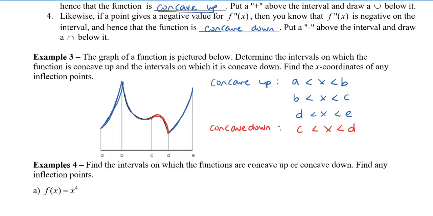All right, so we can see that from A to B and B to C, it's all concave up. So B is not an inflection point. However, at C and at D, it changes concavity. So these 2 points are inflection points. So inflection points at x equal to C and D.